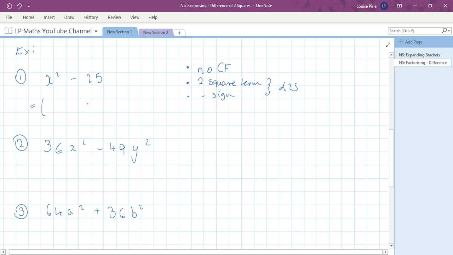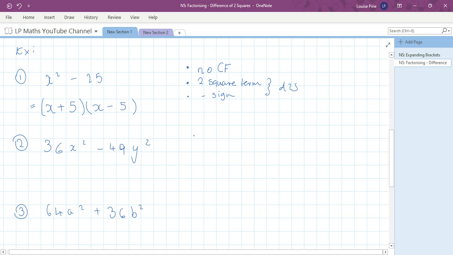So we're going to open two brackets. And we're going to put the square root of x squared into the first position. So the square root of x squared is just x. Now we're going to do the square root of 25. That is 5. We're going to put that in the second position in each bracket. We have 1 plus and 1 minus. Doesn't matter what order they're in. So I'll just put the plus in and the minus in. And that is this question completed.